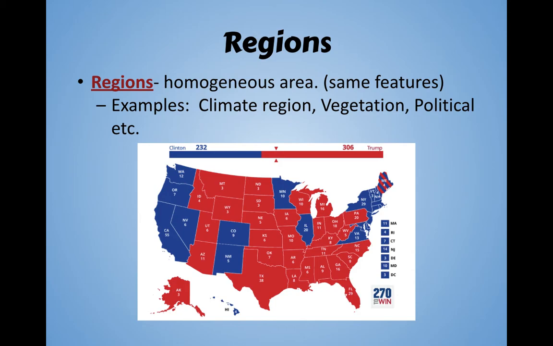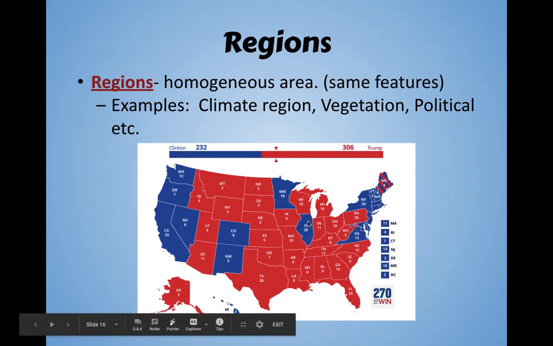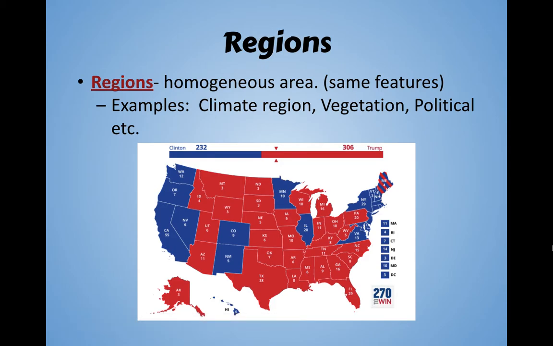Regions are homogeneous areas, so they often have the same features. We can classify this in a lot of different ways: climate regions, vegetation regions, political regions. This, for example, is the political map of the 2016 election. We live in Illinois, and we would often be called a blue state. Those would be different ways to characterize regions.